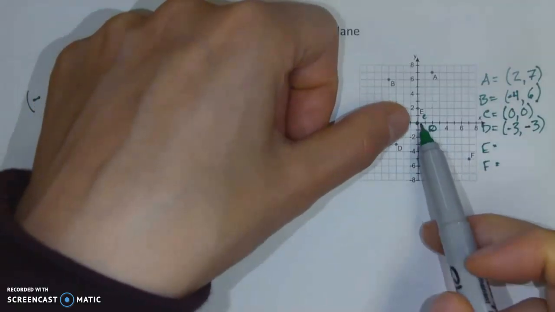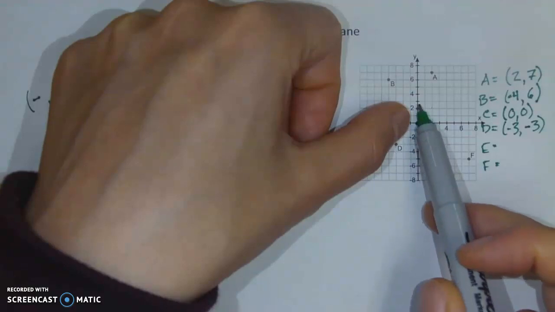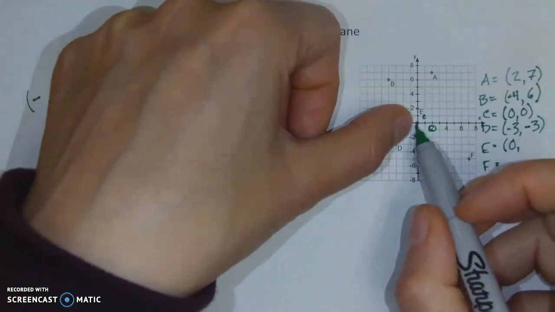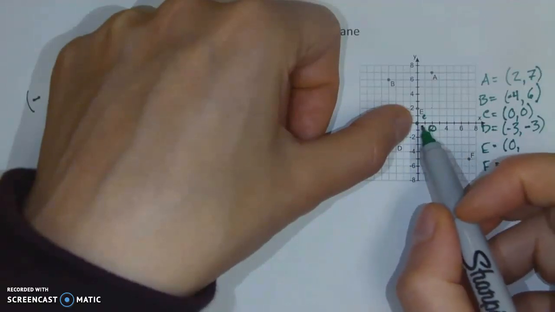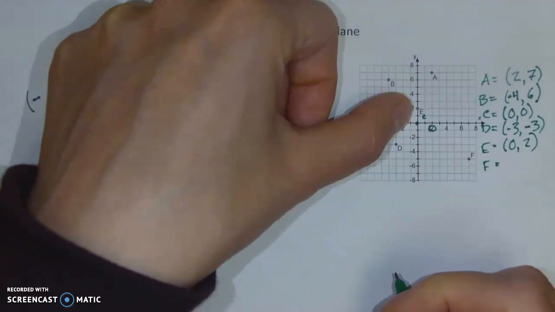And then E is, oh, see how this one is not actually over at all. It's exactly on the line. Since it's exactly on the line, that means it's at 0 for x because we didn't move it over sideways. But we did move it up 2 from the origin, so we're at 0, 2.